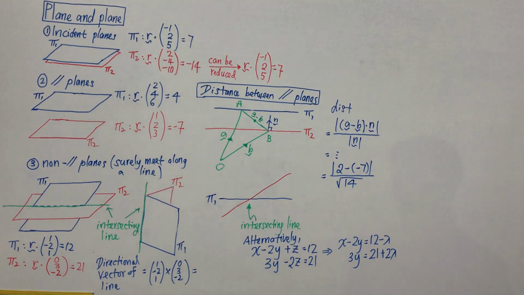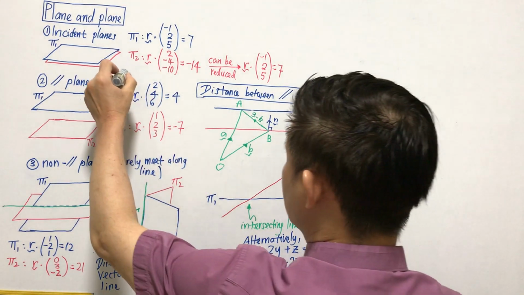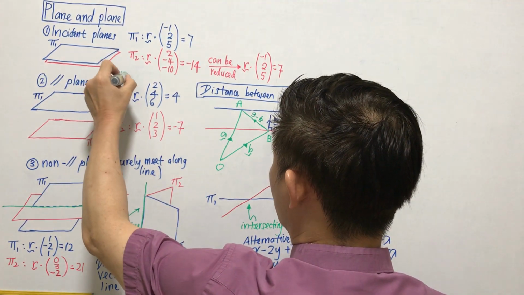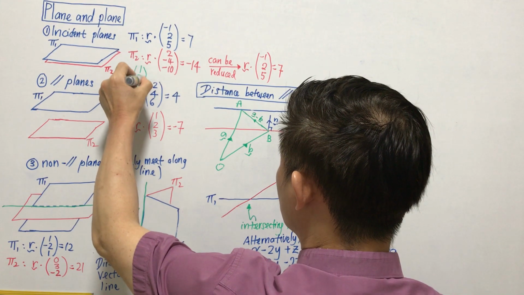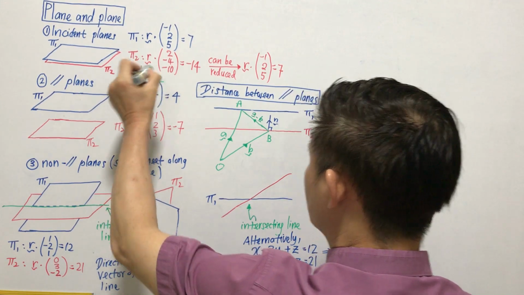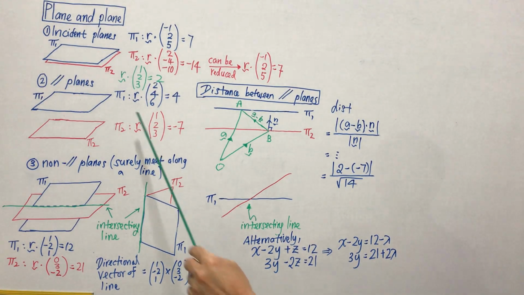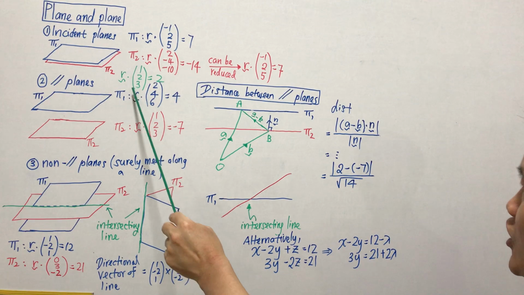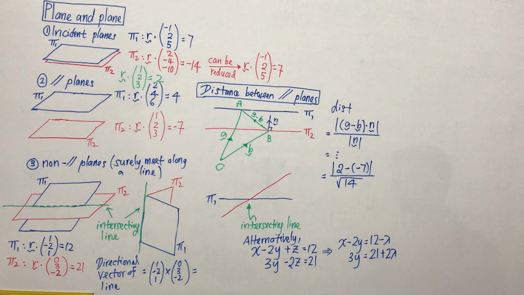So for this case, I'm going to rewrite equation 1 as r dot (1, 2, 3). This is the first important step. I have reduced equation 1 so that now it shares the same normal vector as equation 2. And now we are ready to try to find the distance between the two planes.